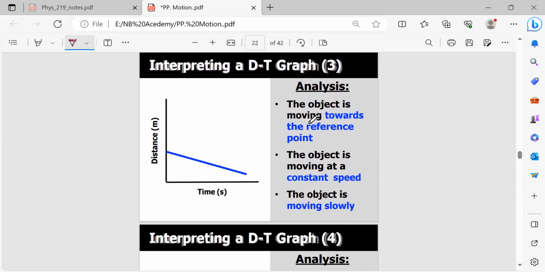Here, the object is moving towards the reference point. The object is moving at a constant speed because the graph is a straight line. Whenever the graph is a straight line, it means that the quantity represented by this graph is constant. The object is moving slowly. Why? Because the graph is not steeper.